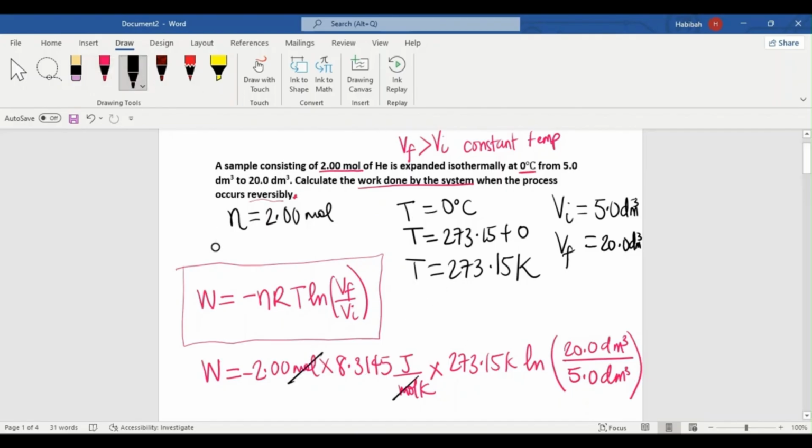Sorry, not all the information, all the units. We're going to cancel out all the Kelvin. We're going to cancel out the dm cubed. And what we have left is joules.